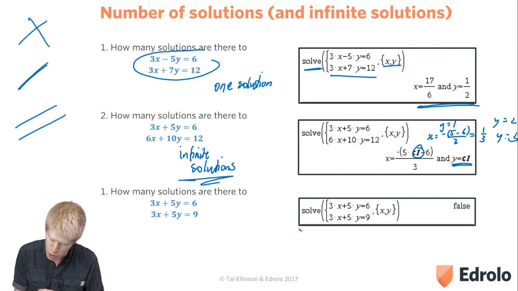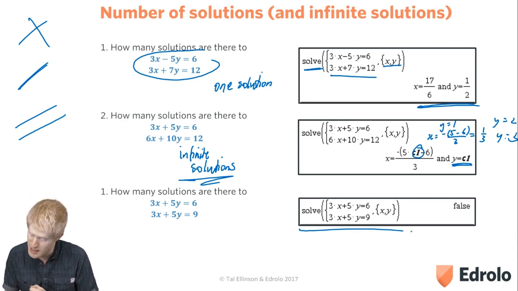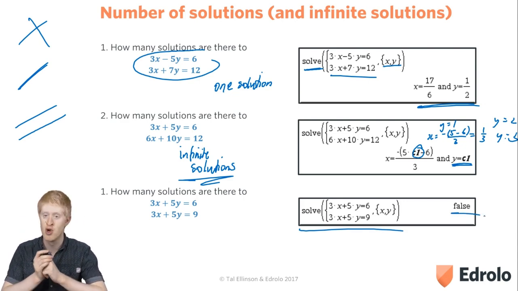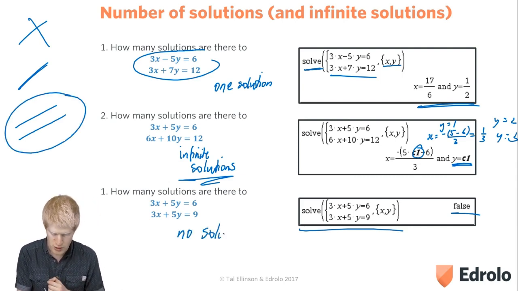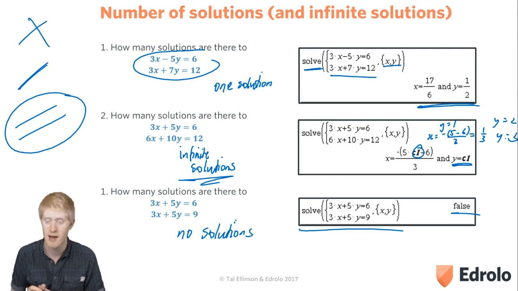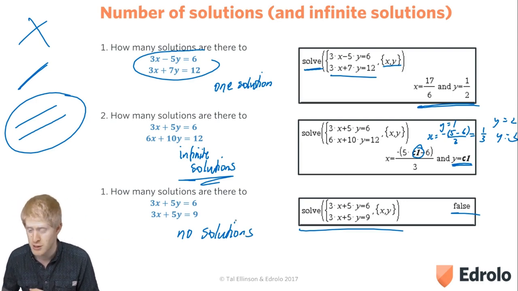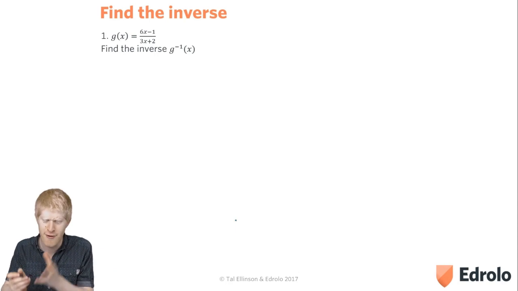Lastly, if you solve into your calculator and you get the answer of false, that's telling you that there are no solutions, your lines are parallel, and you have no solutions. So that's how you use your calculator to actually tell the number of solutions there are to a system of equations. All right, how do you use the calculator to find an inverse?